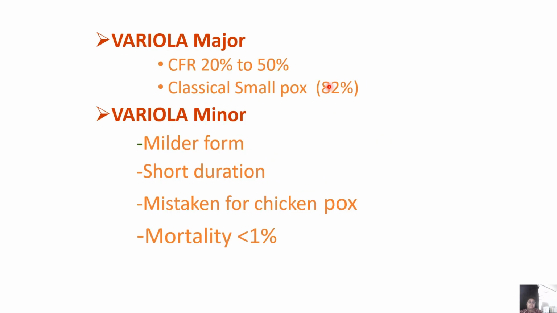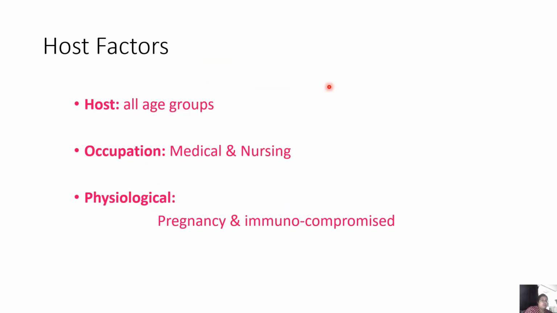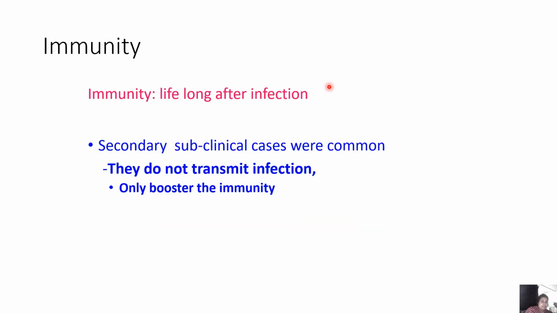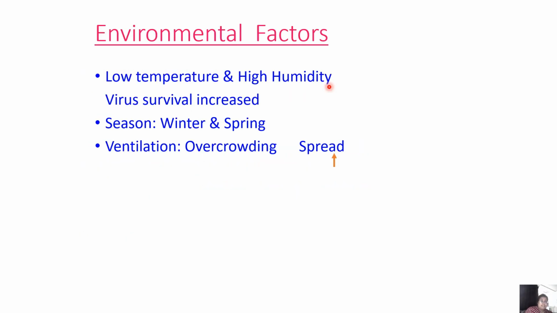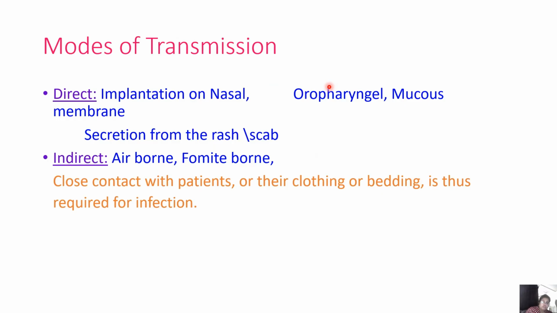There are various categories of these. Hosts are all age groups and occupations, like medical, nursing, and all of that. Immunity is lifelong after infection. Secondary subclinical cases were common; they do not transmit the infection, they only boost immunity. What can be the environmental factors that promote the infection? Basically low temperature and high humidity increase virus survival. Seasons can be winter and spring, and poor ventilation and overcrowding promote spread.